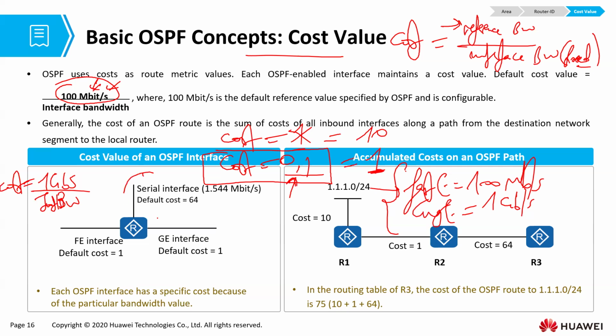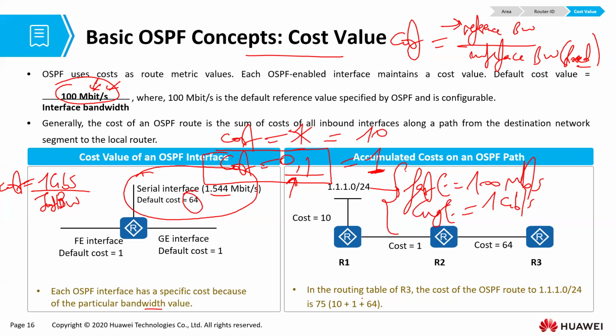Here you could see serial interface 0. What's the cost if we're using the default reference? 100 over 1.544 will give you a cost of 64. And basically, I think that is how we define cost. That is how it's calculated. That is also how it can be manipulated by changing the reference bandwidth. Each OSPF interface has a specific cost because of the particular bandwidth value. In the routing table, the cost of the OSPF route is 75, 10 plus 1 plus 64.